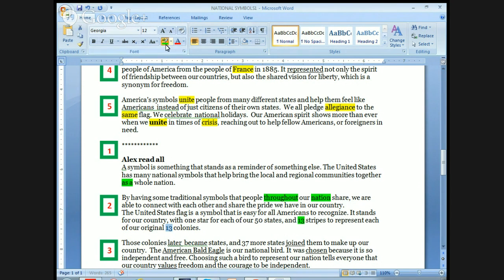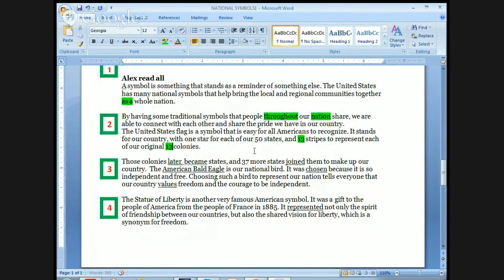Those colonies later became states, and 37 more states joined them to make up our country. The American bald eagle is our national bird. It was chosen because it is so independent and free. Choosing such a bird to represent our nation tells everyone that our country values freedom and the courage to be independent.